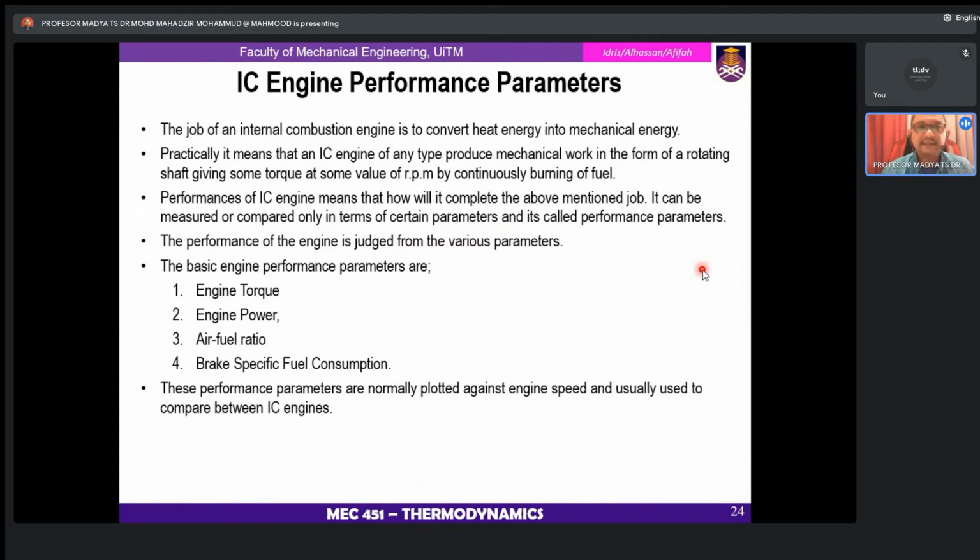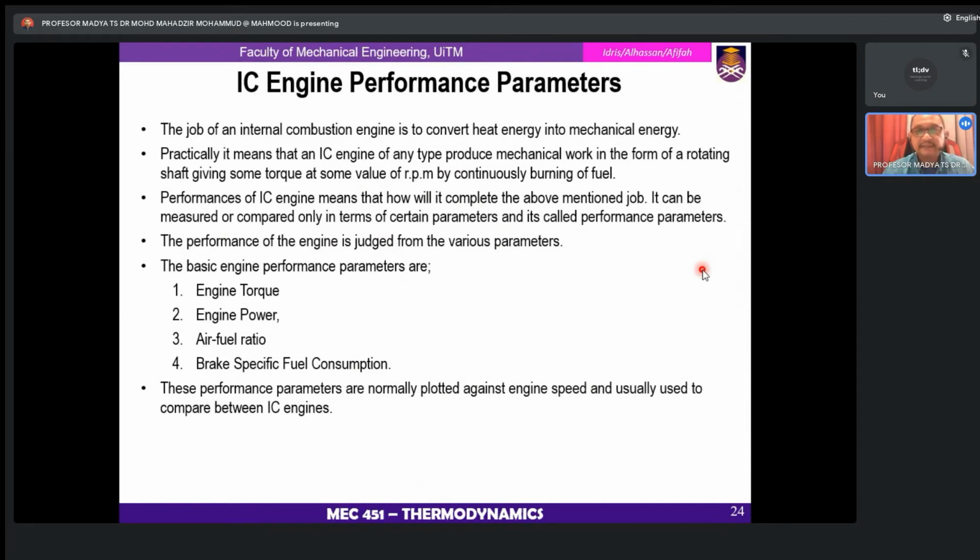Okay, practically it means that an IC engine produces mechanical work in the form of a rotating shaft, giving some torque at some RPM by continuously burning fuel. Okay, this is the process of IC engines. So the performance of an IC engine means how well it completes the above-mentioned job. It can be measured or compared only in terms of certain parameters, called performance parameters.